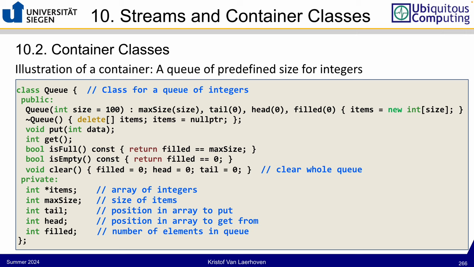Like a queue, if you stand in front of, where do we have queues? At the Mensa, for instance, sometimes. Then you add yourself to the queue at the back, at the tail of the queue, and the person who is then getting the food first is the person in front of the queue, at the head of the queue, right? A flashback to your bachelor degree.